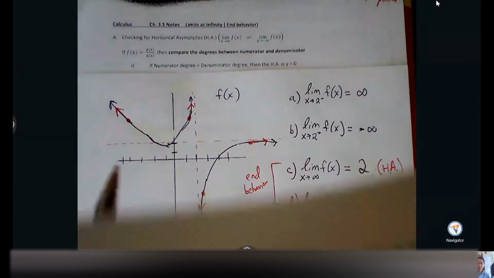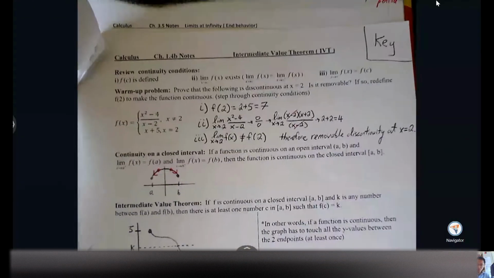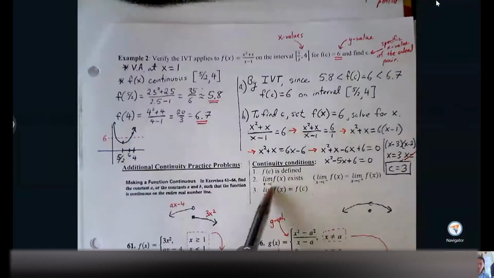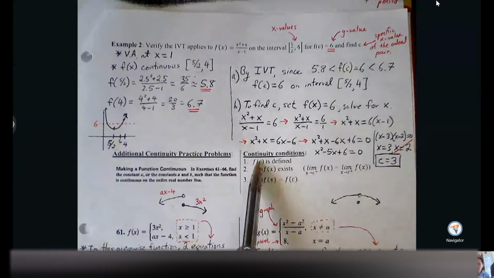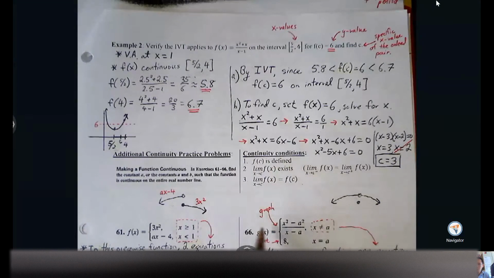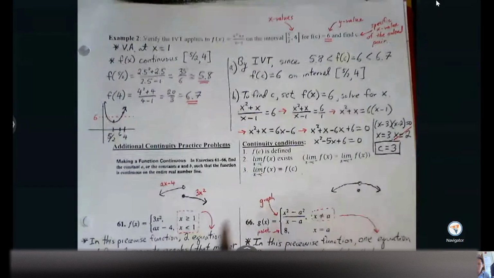There is a gap in the notes from 1.4, if you guys remember 1.4b. I didn't get a chance to go through these additional continuity practice problems. But I'll just make this part of the review for tomorrow. This will be something that will be good as we prepare for the test, and we know what continuity is. We can adapt it for piecewise functions, and we'll start off tomorrow with this.